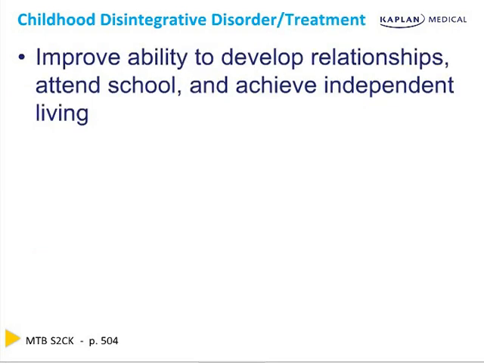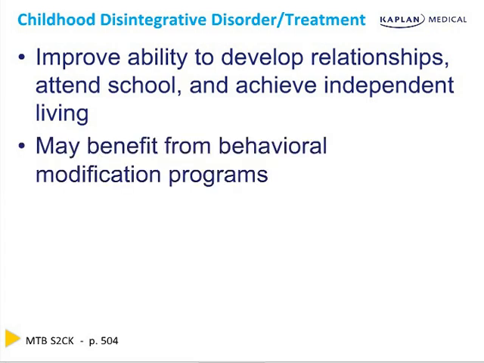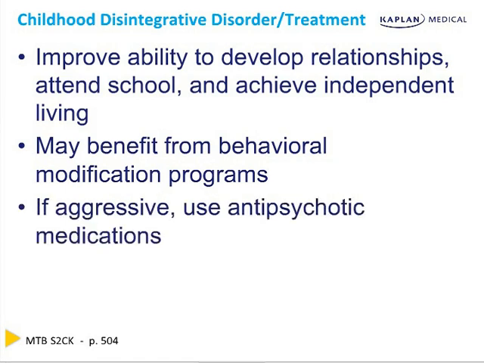So the treatment theme is going to keep popping up. You want to give them special education. You don't want to start teaching them physics or calculus before you get them to the point where they can develop relationships with their family and their friends and achieve independent living. If there's behavioral things that they might benefit from or negative things that you want them to stop doing, then you might want to add in behavioral modification programs. And as always, if there are dangers to themselves or others, you want to use antipsychotic medications to calm and/or sedate them.